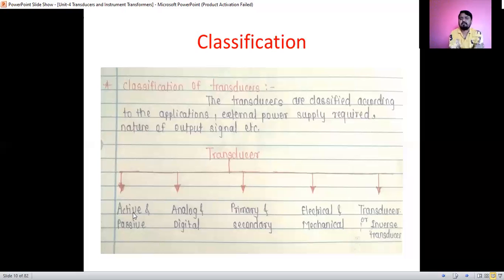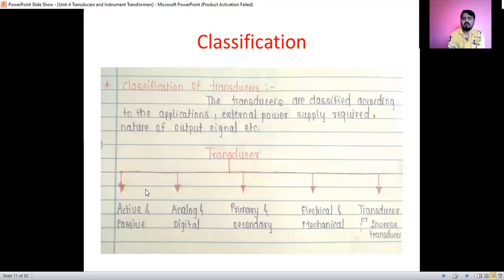Active transducers and passive transducers we can discuss. Primary transducer and secondary transducers we can discuss. Electrical and mechanical, these are important. These three classifications are important, so one by one we are going to discuss. I will tell all the definitions here. Now, only definitions are there. Later, after completing these classifications, we can go for the electrical transducers.